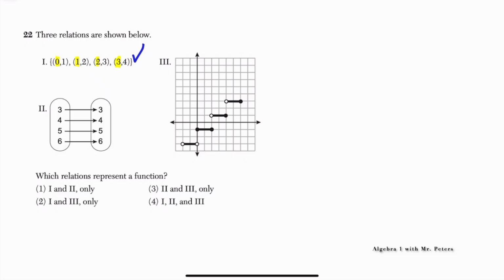Now when we look at the second one, right? None of our x's repeat and each one of them only has one output. So here goes another function. Now when we look at the third graph, just remember that when we're dealing with open circles and closed circles, right? You have to remember what this represents.